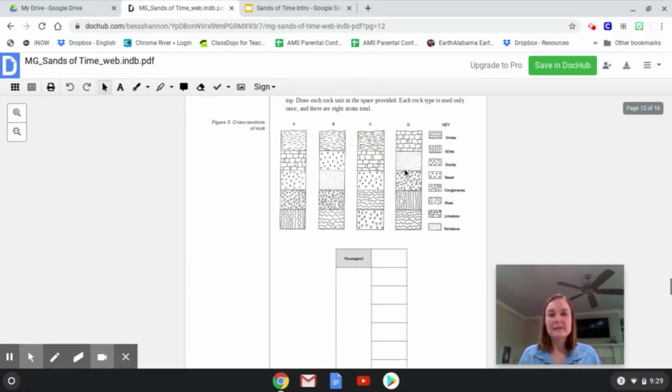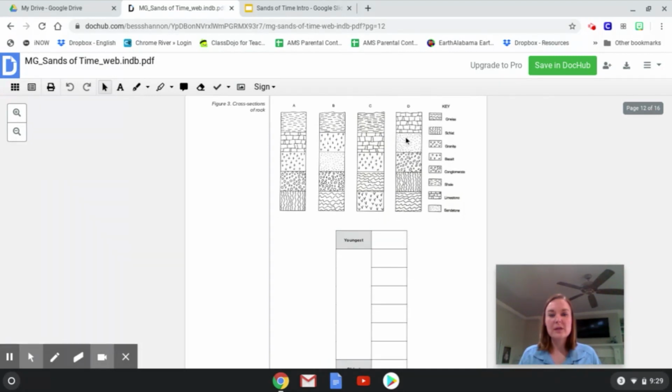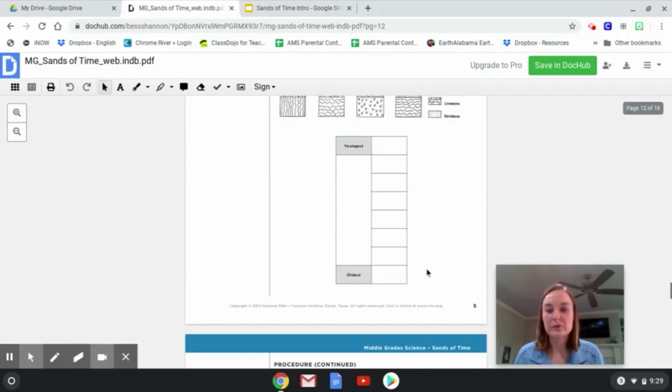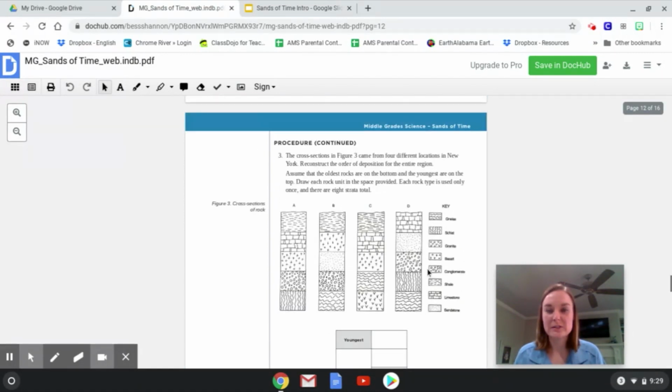You have the same exact sheet uploaded for you, and we will see if you can put them in order from oldest to youngest. Remember that the oldest is going to be your bottom layer, the youngest is going to be your top layer, but you are going to have to compare the different columns so that you can see where some are missing layers and some have additional layers added in or extra deposition.